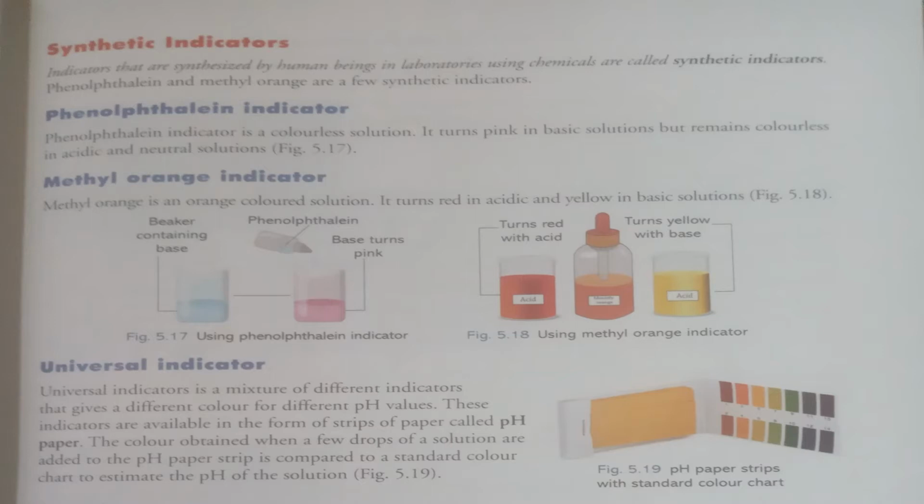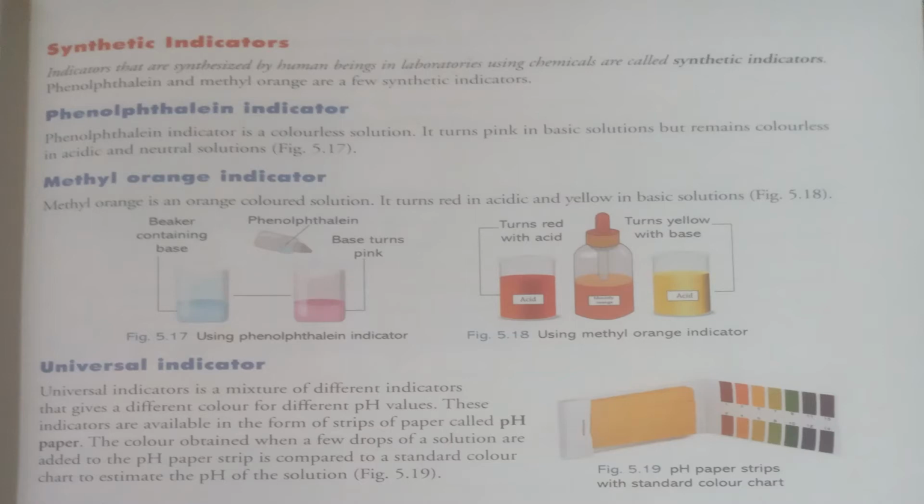Phenolphthalein indicator is actually a colorless solution, but whenever you put it in a basic solution, it turns pink, but it remains colorless in acidic and neutral solutions. Methyl orange is an orange color solution. It is red in acid solution and yellow in basic solution.